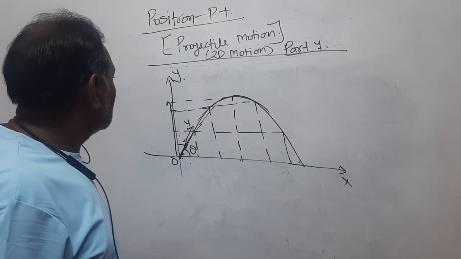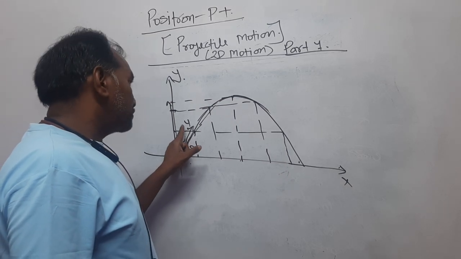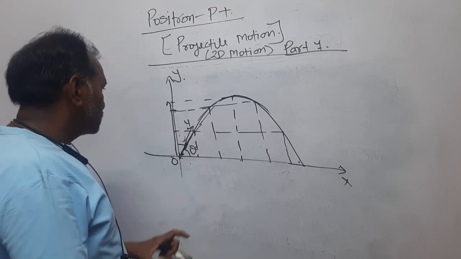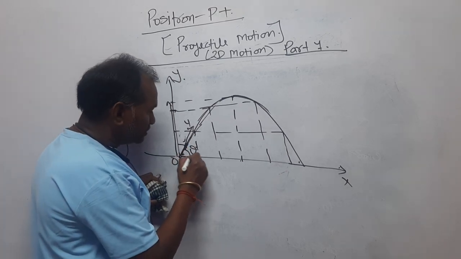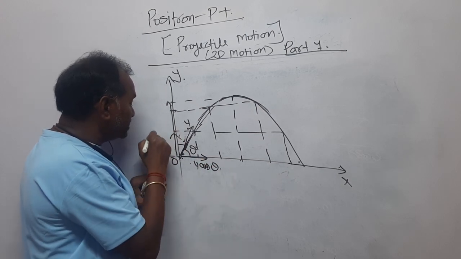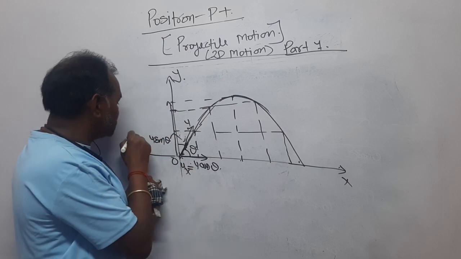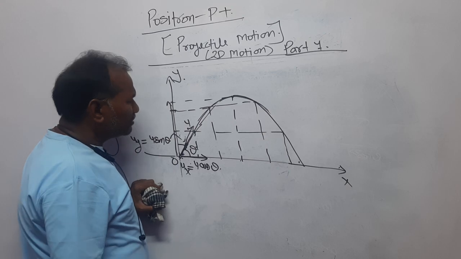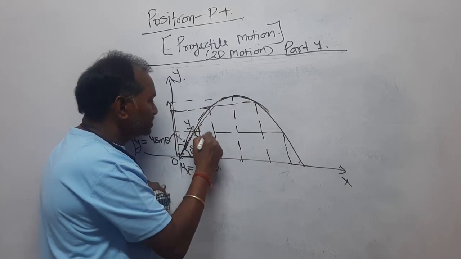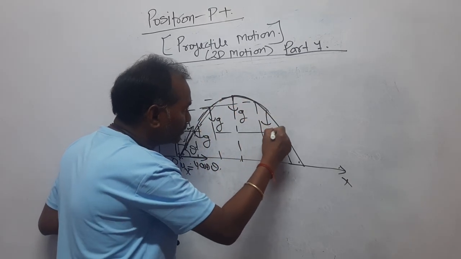Now dear students, I have said that the body is projected with velocity u making an angle theta from the horizontal. The horizontal component of velocity is u cos theta and the initial vertical component is u sin theta. You can write them as ux and uy. Now dear student, throughout the motion, throughout the journey, there is one and only one acceleration acting, and that is acting vertically downward, right?